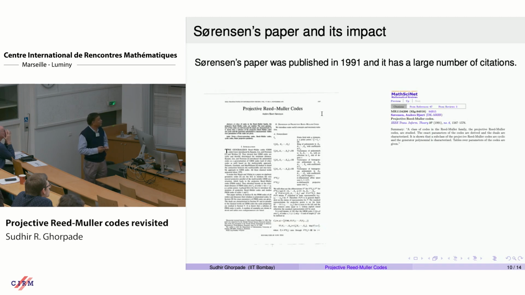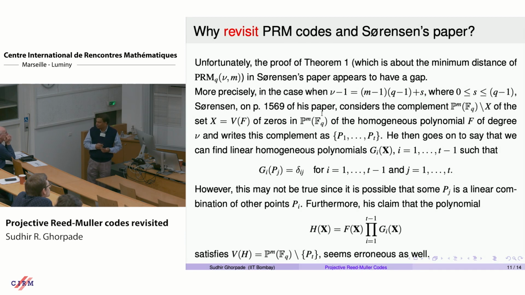So Sørensen's paper has had a lot of impact. One quick way to see something about a paper these days is to look it up on MathSciNet. I don't know if you can read it, but this is his original paper, and in the MathSciNet entry you can see that it has about 70 citations, which is not so small. So lots of people have looked at it, and lots of people have done things related to it. Question, why revisit it? Why revisit projective Reed Muller codes? After all, they are old. And why again look at Sørensen's paper?